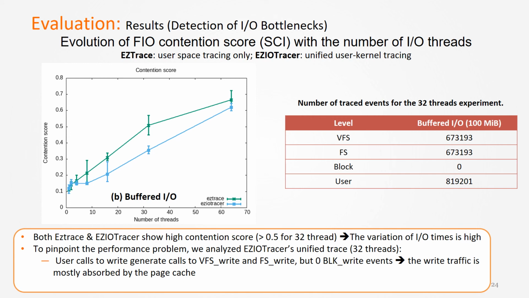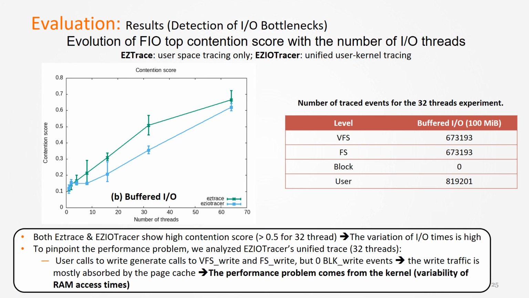To pinpoint the performance problem, we analyzed the EZIOTracer trace in the case of 32 threads. We found that user calls to write generate calls to VFS and FS, but zero block events. This means that the write traffic is mostly absorbed by the page cache. This means that the performance problem comes from the kernel side, due to the variability of the RAM access times.